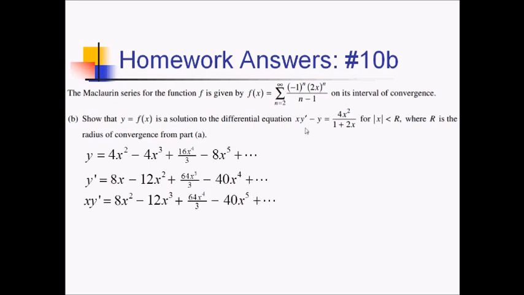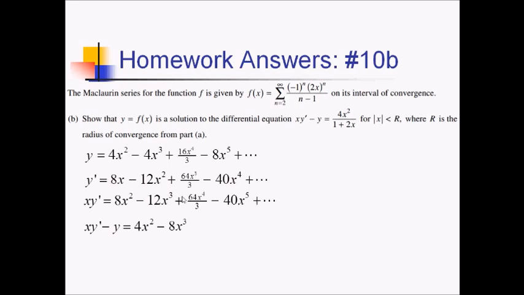Finally, we have to subtract y from all this. Well, here's the y series up here, so let's just go term by term and subtract. So we're now doing xy prime minus y. So we've got these terms minus all these terms. 8x squared minus 4x squared is going to give us another 4x squared. We have a negative 12x cubed minus negative 4x cubed. So we're actually adding 4x cubed to get negative 8x cubed.